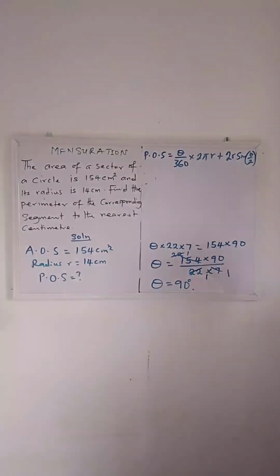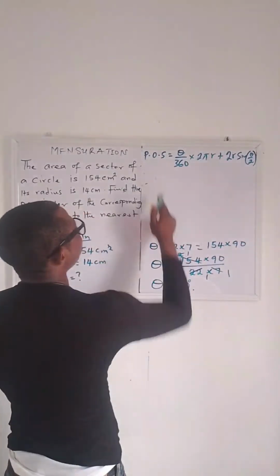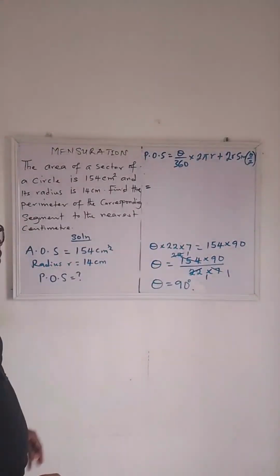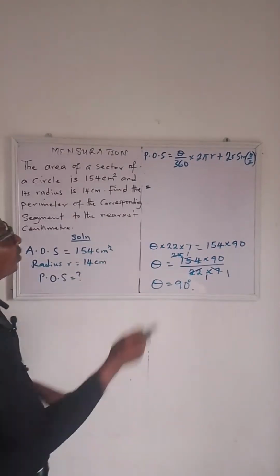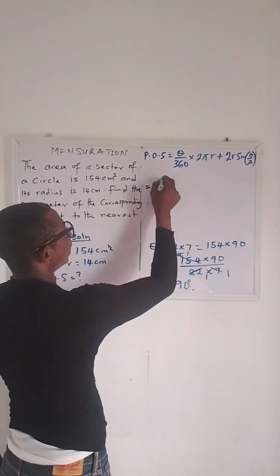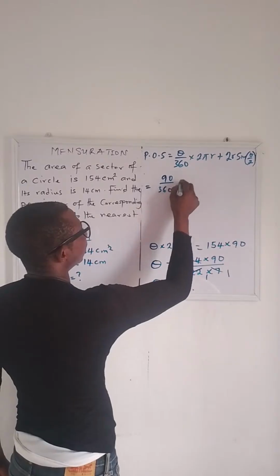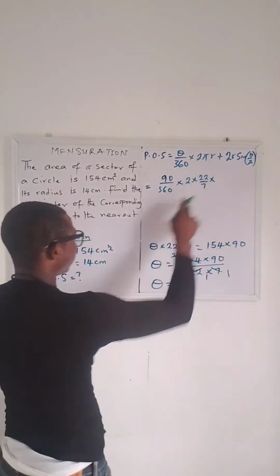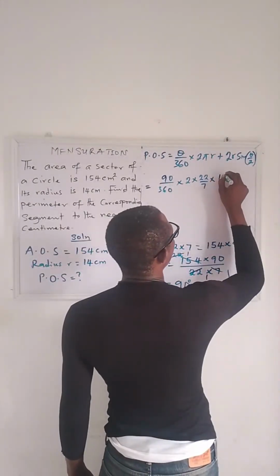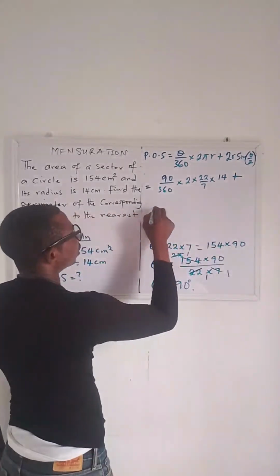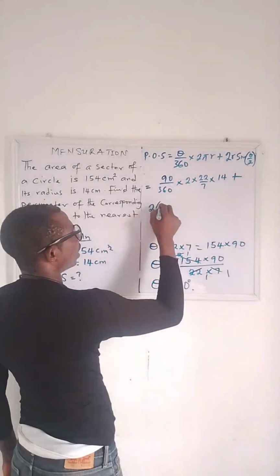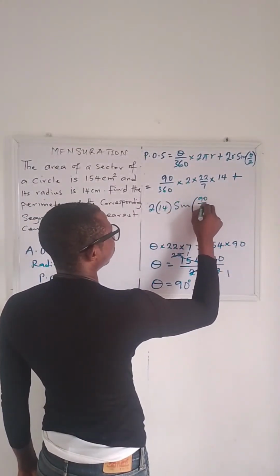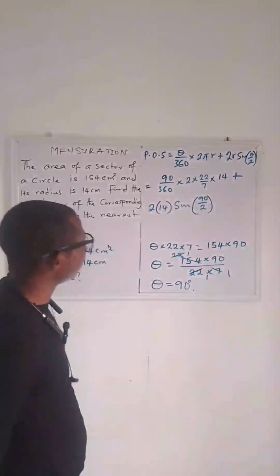Okay, now let's move on to the next thing. So we can plug in. What is theta? Theta here is what we are looking for. We already have that to be 90, sorry. So we have 90 over 360 times 2 times 22 over 7 times r, that's 14, plus 2r, that is 2 times 14 times theta over 2, that's 90 over 2. Now can we evaluate this?